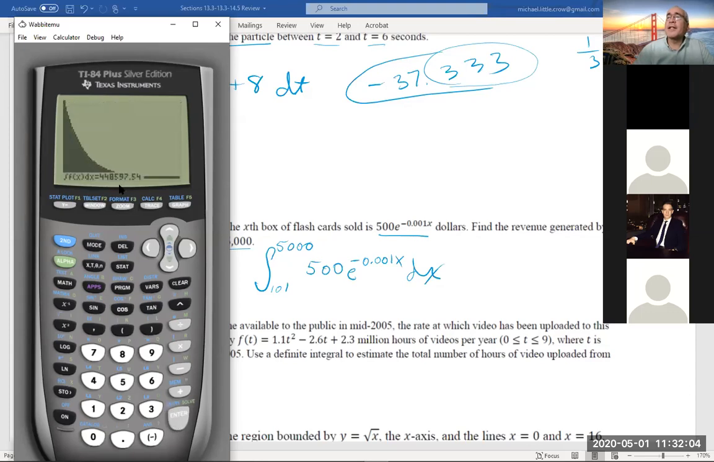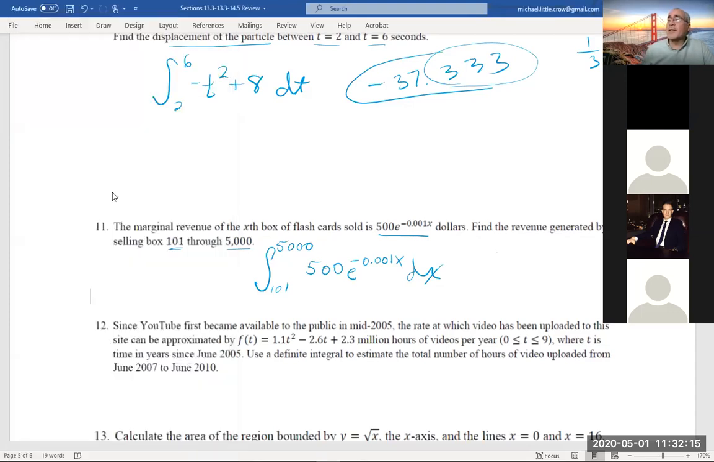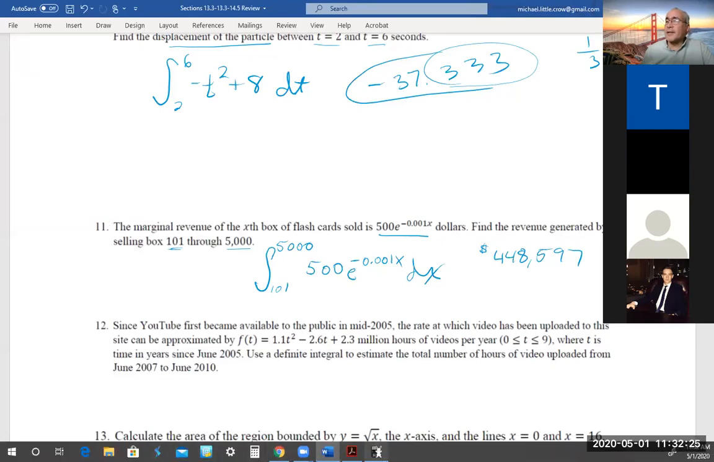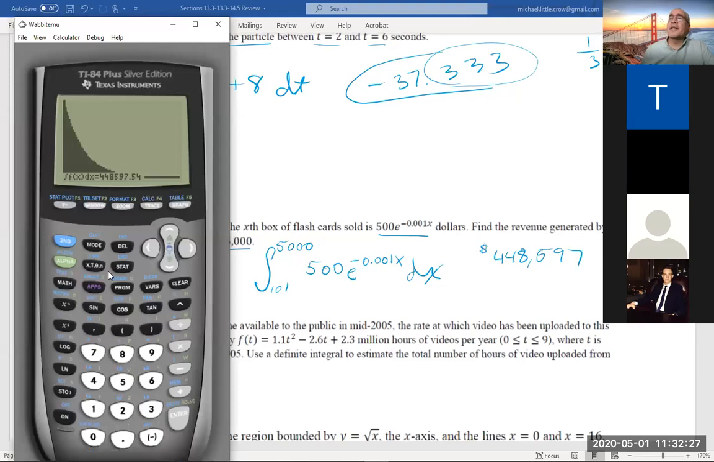Fills it in. And we get 4,000, let's see, what is that? 448,597. 448,000. Yes. I keep getting an error on my calculator every time I try and use the calc function. I'm not entirely sure why.